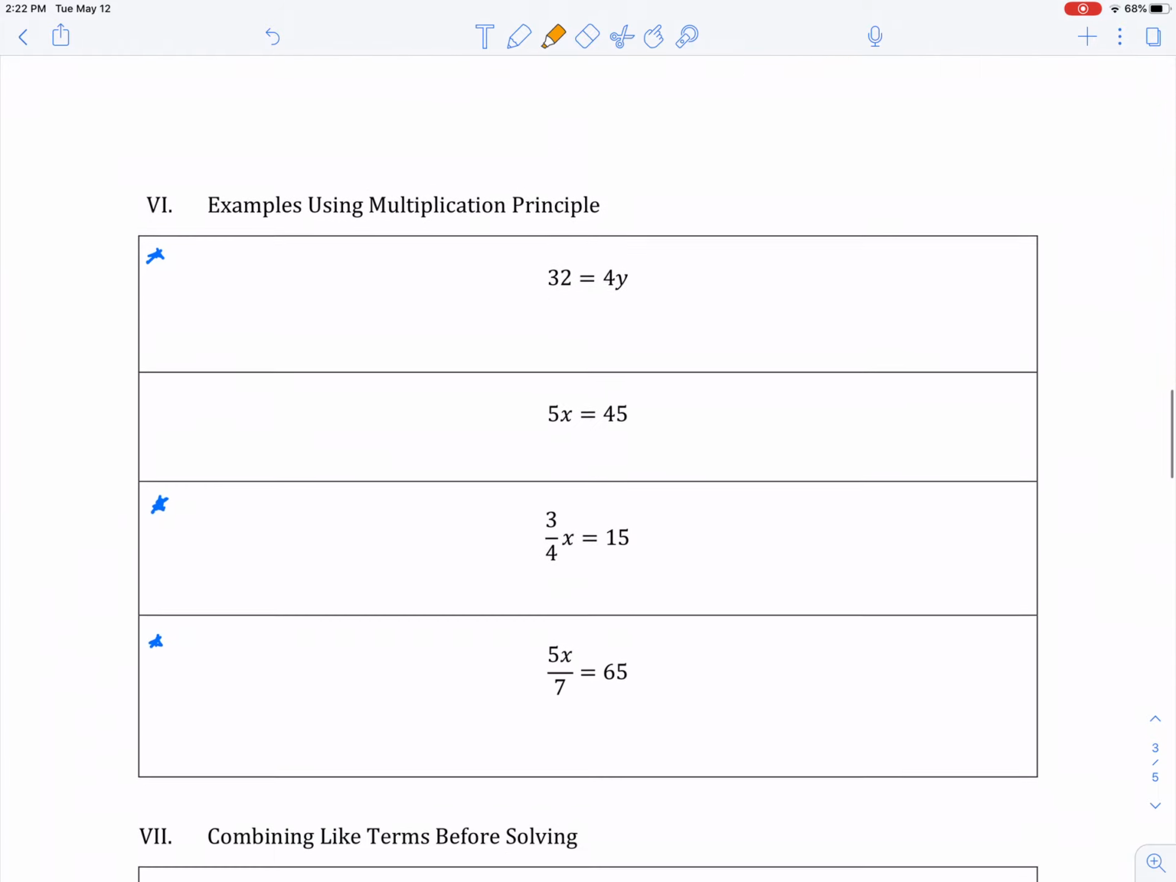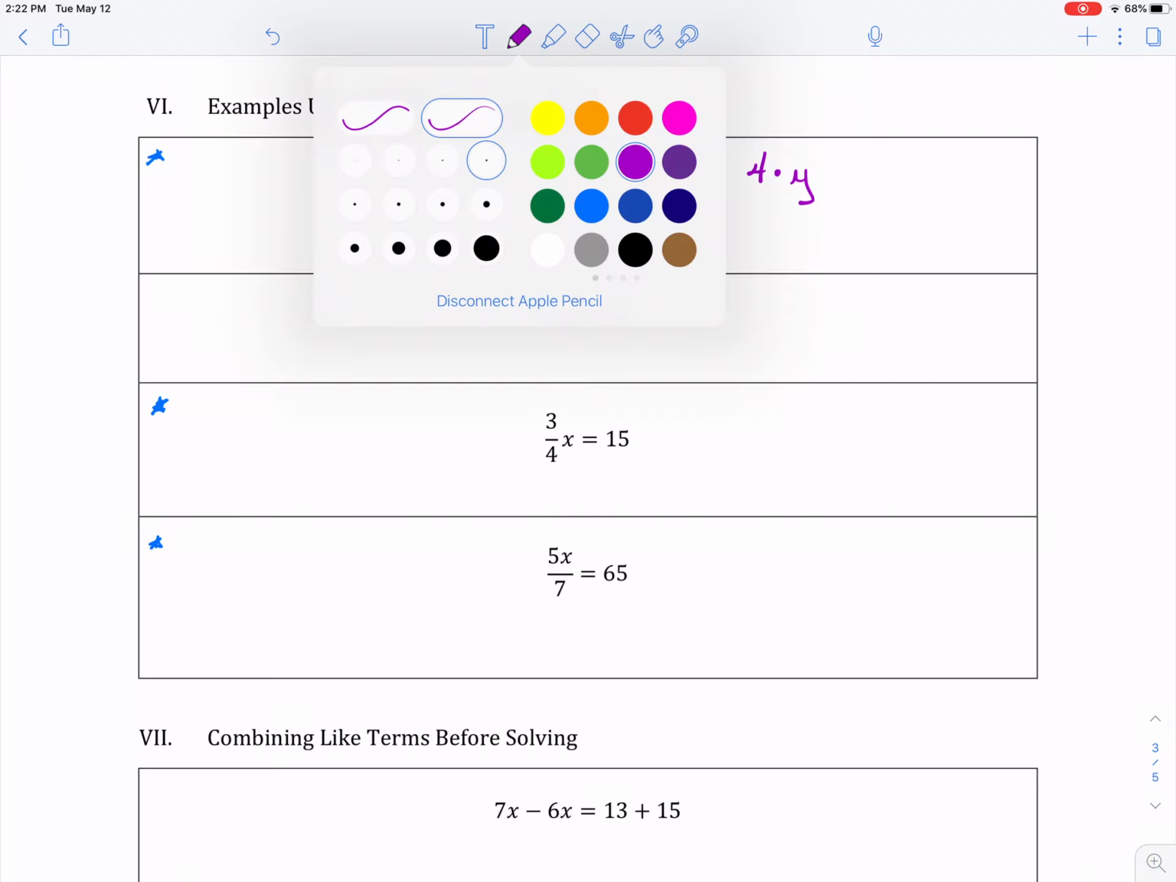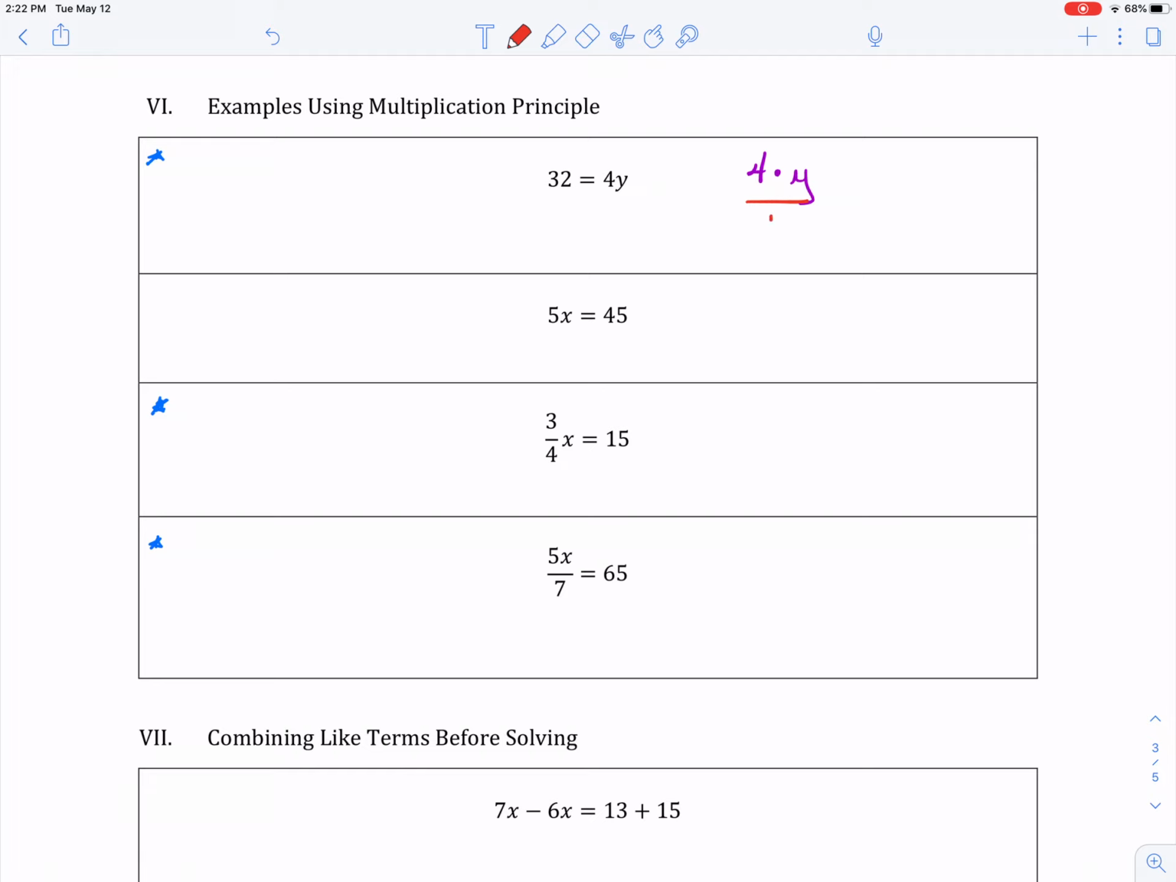So let's use our multiplication principle. Remember, our goal is to get a positive one variable term isolated on one side by itself. All right, so this one is a little different. This 4 is attached to this y by the operation of multiplication. And in order to break that operation of multiplication by 4, I need to come in with an inverse process, which of course is division by 4. And you can see once I do that, I'll be able to divide those 4's out and end up with the positive 1 y that I'm looking for.